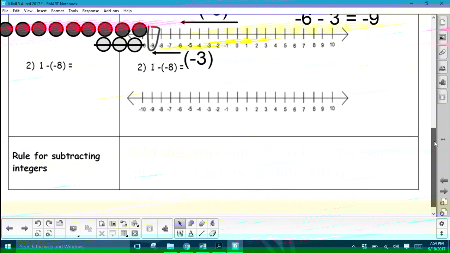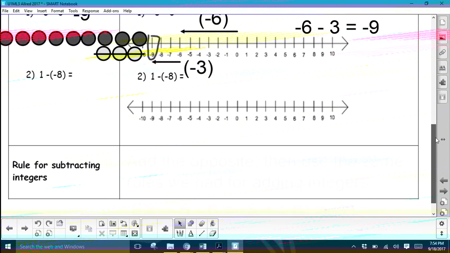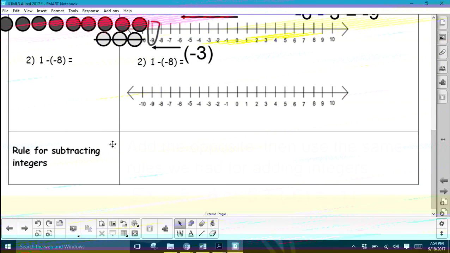Edpuzzle is going to ask you to do number 2, and you're going to see if you get number 2 right. I'm going to tell you if you're right or wrong, and then I'm going to tell you my rule for subtracting integers. Great job. Here's my rule.